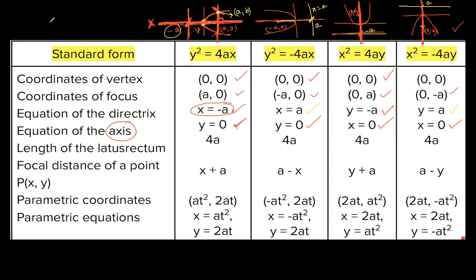So if we have to find the length of the latus rectum, we have to find this length. Let this coordinate be a comma b. Now, the equation of the parabola is y square equals 4ax. We can put this coordinate here, so that is b square equals 4a, and the value of x is a. Fine?